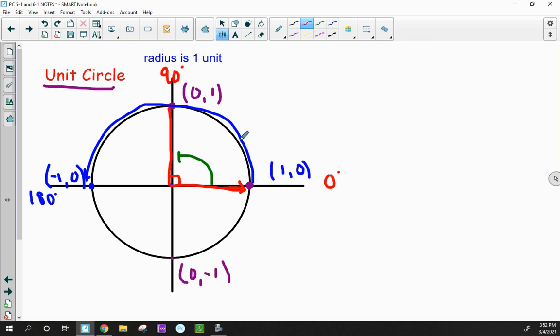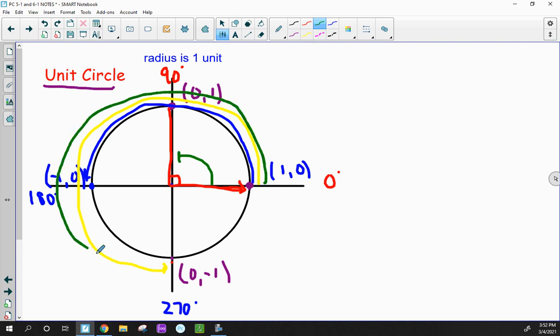Next, from here all the way down to the bottom is going to be 180 plus 90 more. That's going to be 270 degrees. And then if I start in the initial position and I go all the way around the complete unit circle and end up where I started, that's going to take me 1 rotation around. That's 360 degrees. So a 0 degree angle is in the same position as a 360 degree angle.